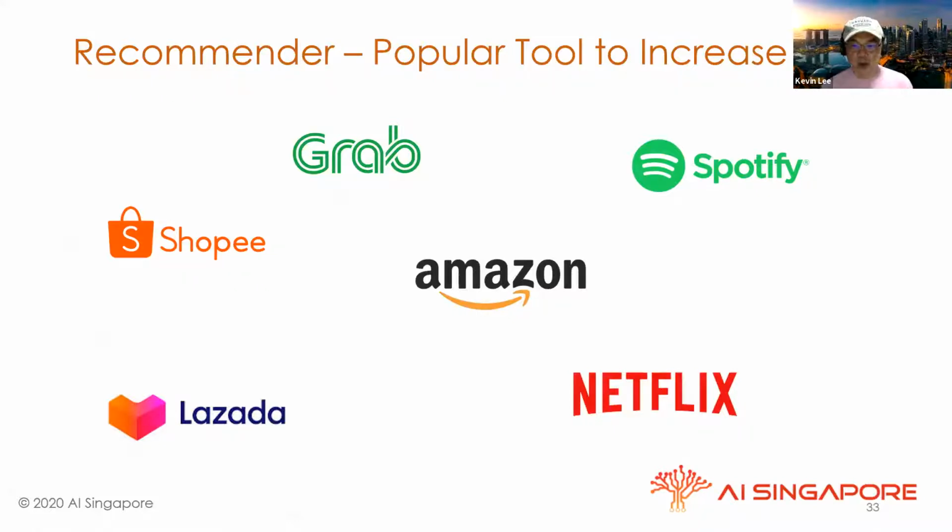So things like Spotify as well as Netflix, they're also very well known to have recommender systems that are very effective. Now, likewise for our local scene, you know, Grab and Shopee and Lazada and many other online stores, they will have recommender systems so that they will continue to push products that are relevant to you.